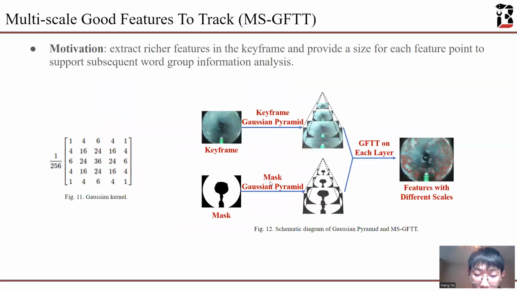Now I will introduce the details of the two proposed modules. For MS-GFTT, the motivation is to extract richer features in the keyframe and provide a size for each feature point to support subsequent workgroup analysis. First, a Gaussian kernel is utilized to downsample the input keyframe and the mask and form the Gaussian pyramid. After that, we perform GFTT on each layer of the Gaussian pyramid to detect features at different scales.